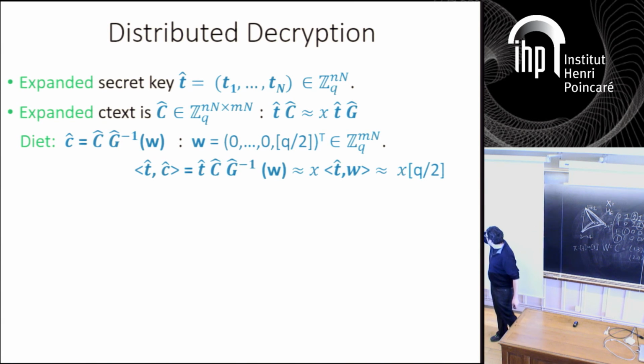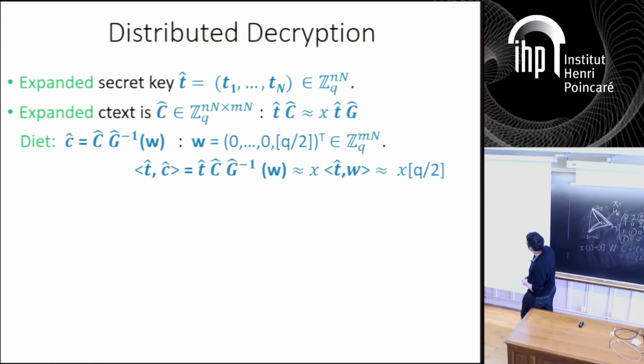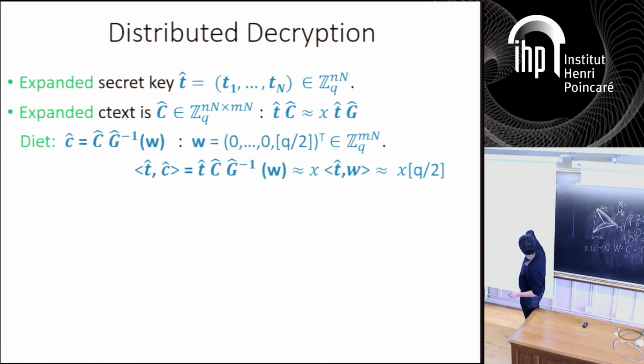If I try to take the inner product of T and C hat, the diet ciphertext, what happens? I get this, just expanding out the diet ciphertext. Well, I know TC is XTG times G inverse of W. G and G inverse cancel out, so I get X times TW. But W is all 0 except the very last component, so I only care about the very last component of T, which is a 1. Remember, T always has a 1 at the end. So I get X times Q over 2. And then, just judging whether this is closer to 0 or Q over 2, I can decrypt.